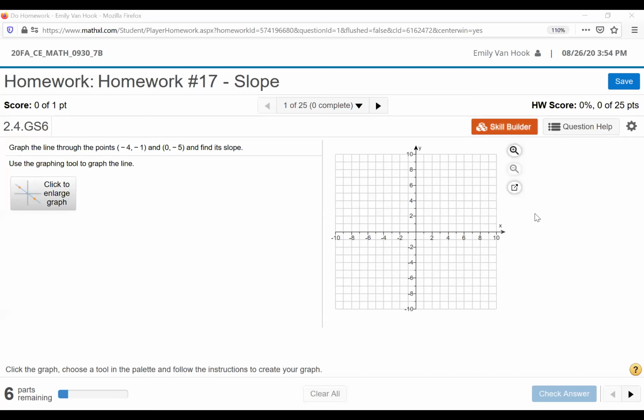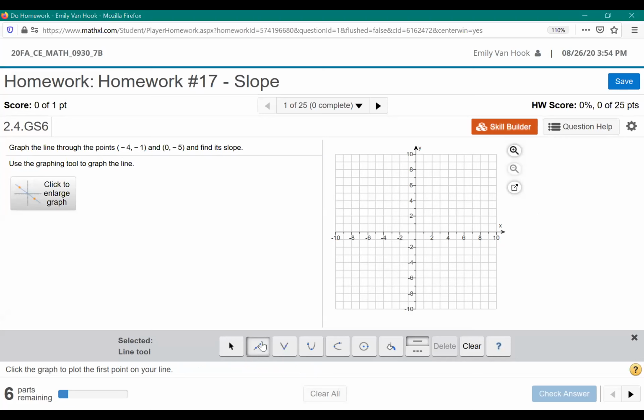Okay, so here we are looking at our homework in MyLabs Plus. This is homework number 17 on slope. And we'll just click through and see what we find and see what might be something good to go over. So here's number 1. Graph the line through the points -4, -1, and 0, -5, and find its slope. Use the graphing tool to graph the line. Okay, so this is good practice for graphing. We've done this before, so let's click on our graph.